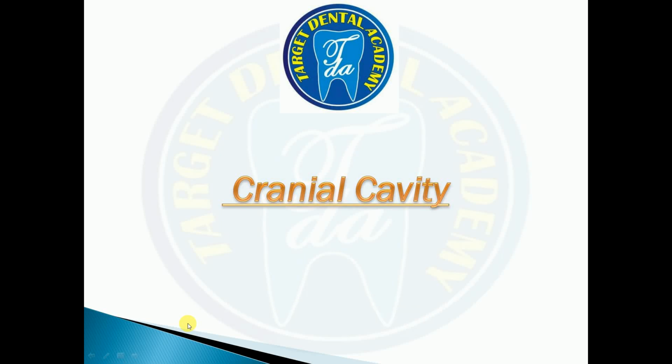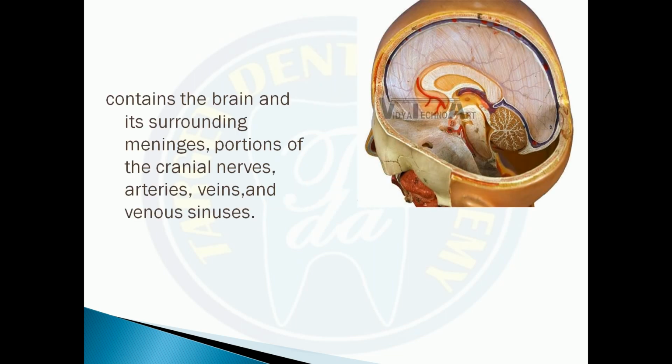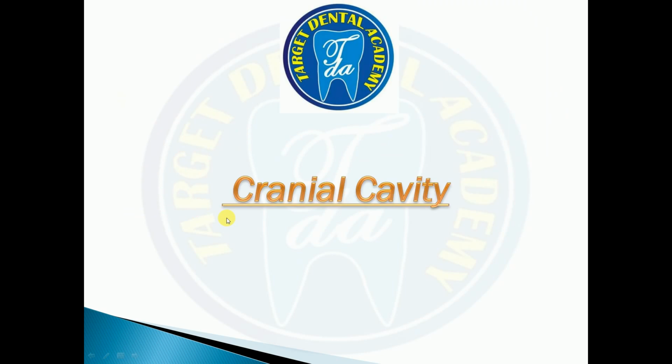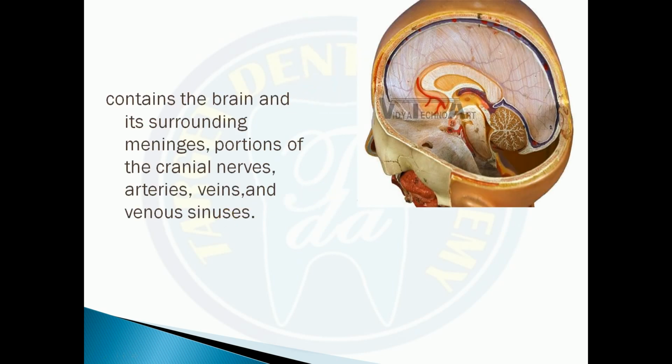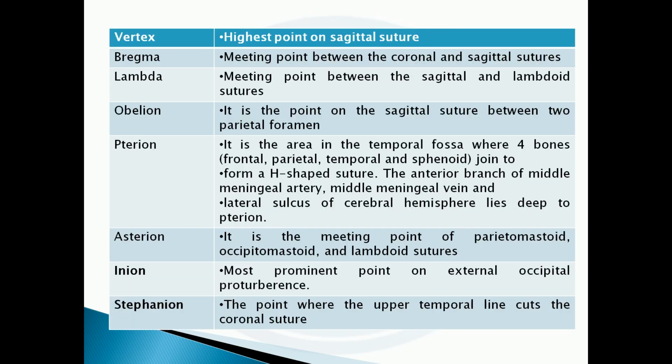Good morning, guys. So today we are going to discuss the cranial cavity. It contains the brain and its surrounding meninges, portions of cranial nerves, arteries, veins and venous sinuses. So these are the very important points.